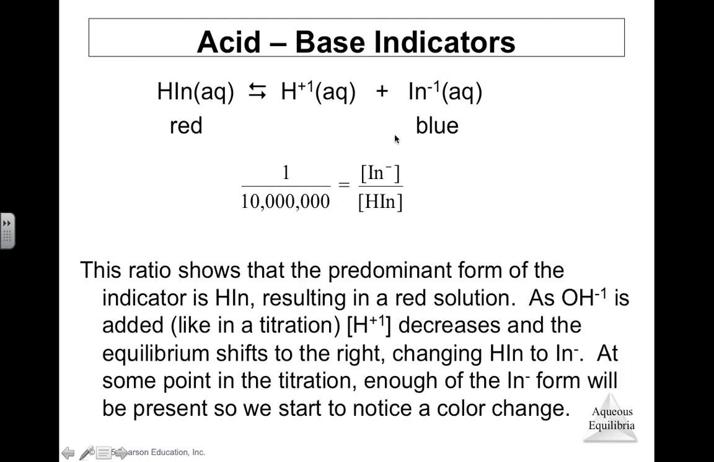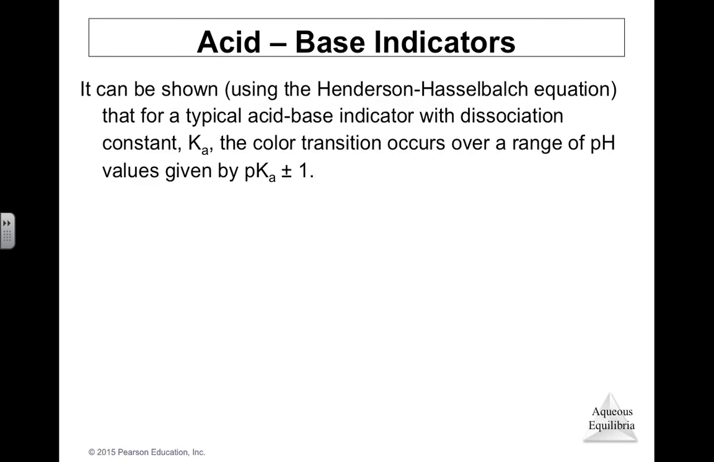Now what this ratio shows, and again this is just looking at the derivation, is that the predominant form is HIN because it's 1 to 10 million. So the predominant form is HIN. But as we start to add more OH minus, more base, this H plus is being used up to neutralize. And Le Chatelier's principle says that this is now going to shift to the right, and we're going to be using up this HIN, making more of this IN minus, which means at some point in the titration, it will go from a red color to a blue color. And that is why indicators change.